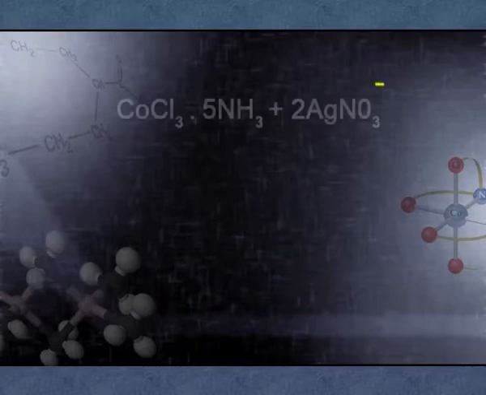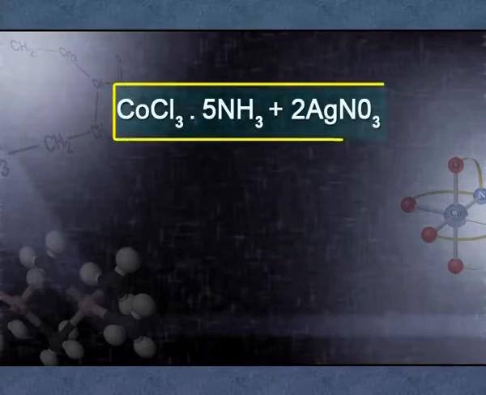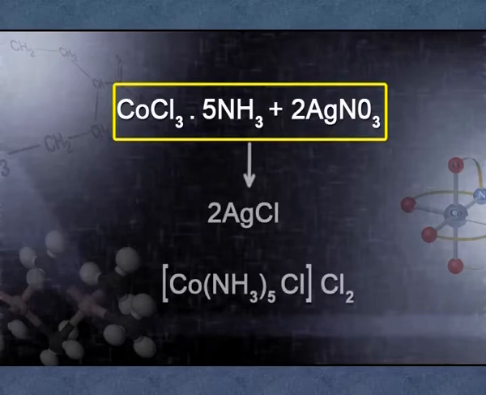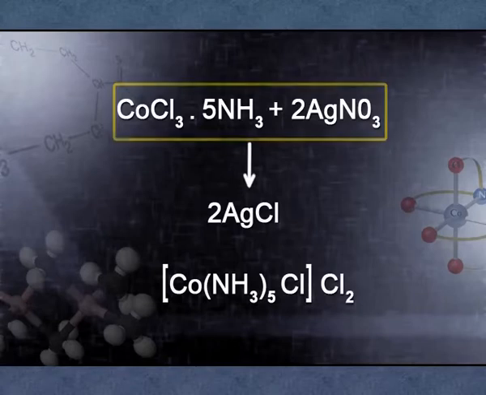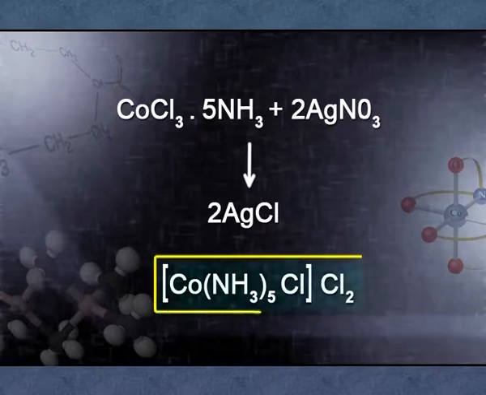The second compound synthesized is CoCl3·5NH3. Again, he added silver nitrate and found only 2 moles of AgCl. It indicates that out of 3, only 2 chloride ions are present outside the square bracket and 1 is present inside. So he suggested the formula [Co(NH3)5Cl]Cl2. Similarly, take CoCl3·4NH3, where you find only 1 AgCl; you get [Co(NH3)4Cl2]Cl, with 1 Cl outside the coordination sphere.